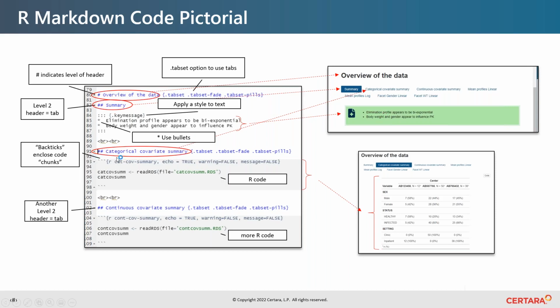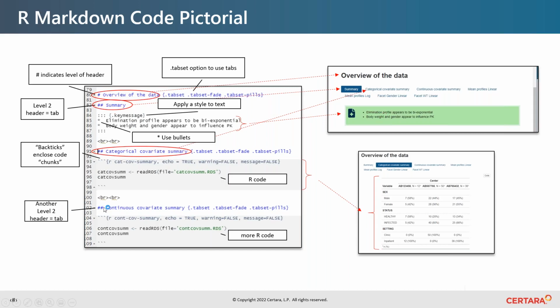You see the next categorical covariate summary, it's level 2, so it appears as another tab. And here we see our first example of what's called a code chunk. A code chunk is essentially started by this triple backtick. So lines included between the triple backticks are code. So you combine text and R code. And then it repeats itself.